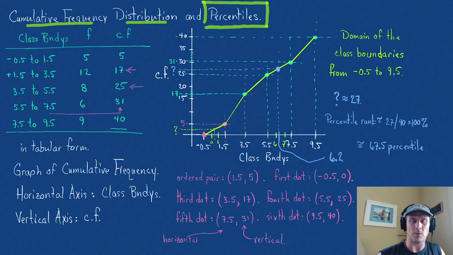So what have we done? Quick review. We started with a discrete data set. We turned it into a continuous data set. We graphed it. That allowed us to estimate the cumulative frequency of any value in the domain, which is the lowest class boundary to the highest class boundary. And then from there we can estimate the percentile rank of any value in the domain.